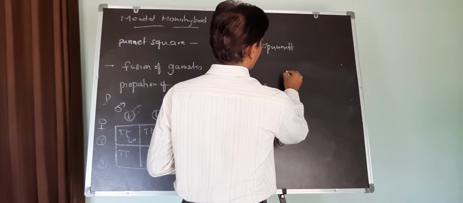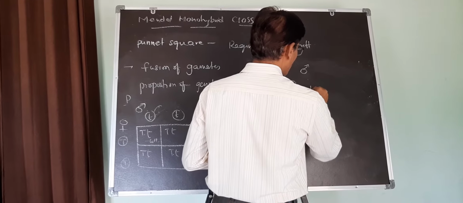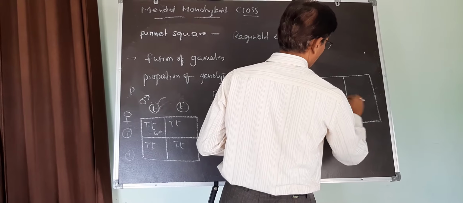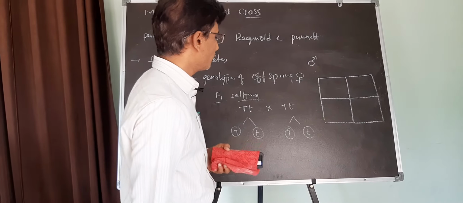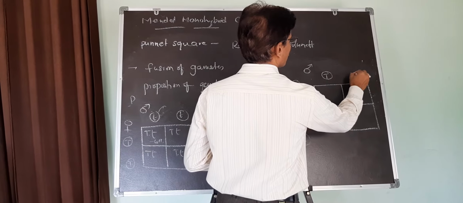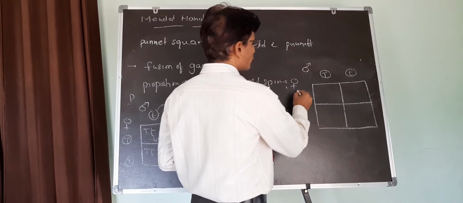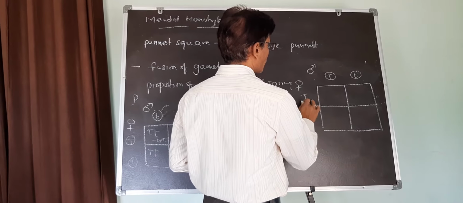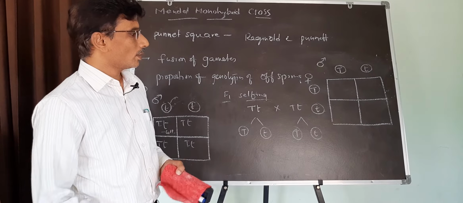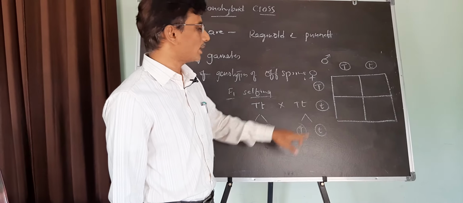So, now let us take one as the male, one as the female. Male parent produces 2 types of gametes, capital T, small t. Like that, the other also produces the same, capital T, small t genotype of gamete. Okay, these are the gametes. How many types of gametes?